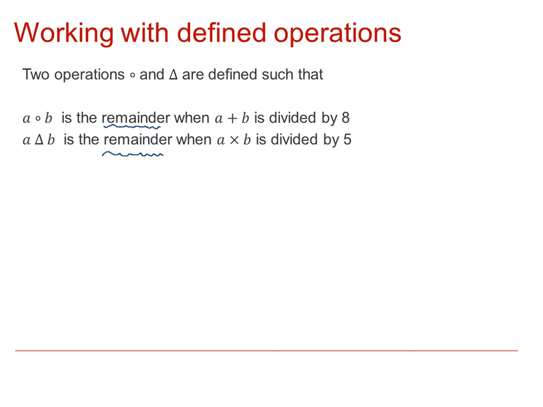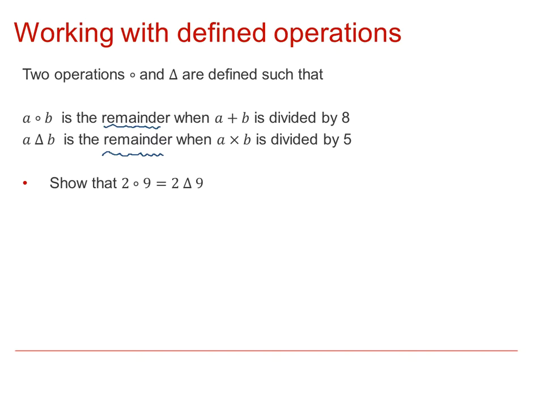And in the second one, triangle is A multiplied by B when it's divided by 5. So we would say that the first one is addition modular 8, and the second one is multiplication modular 5, or just mod 5. And we're going to be here using numbers that are in Z plus, so the positive integers.